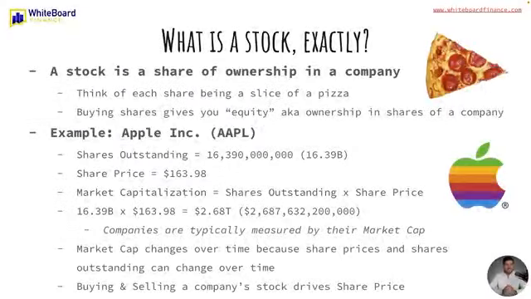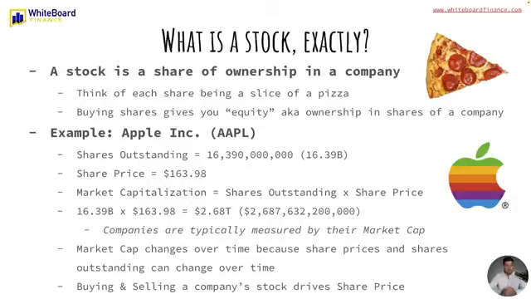So let's go over what a stock is exactly. This is kind of where the rubber meets the road in the presentation. A stock is a share of ownership in a company. So think of each share being a slice of pizza. If you have a piece of pizza that's round, each slice is a piece of equity, or a slice of a stock, or a share of a stock. So buying shares gives you equity, aka ownership in shares of a company.